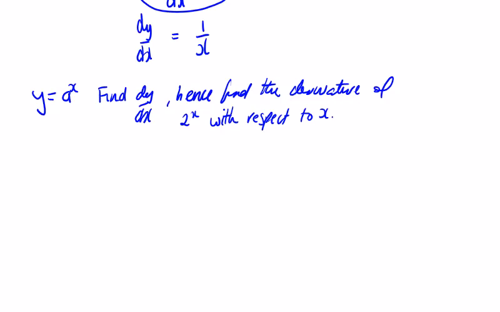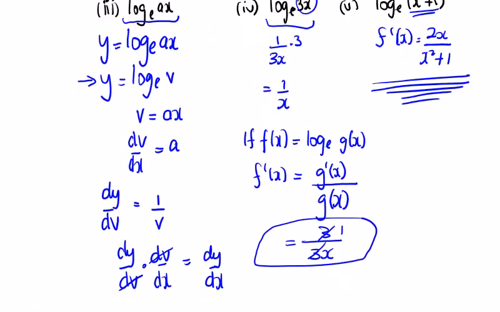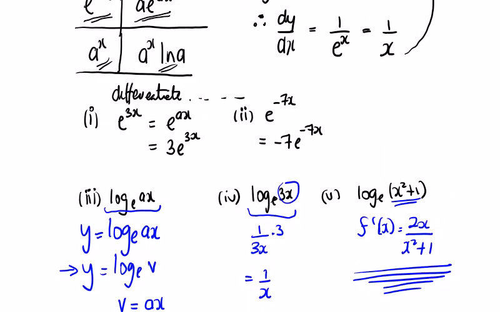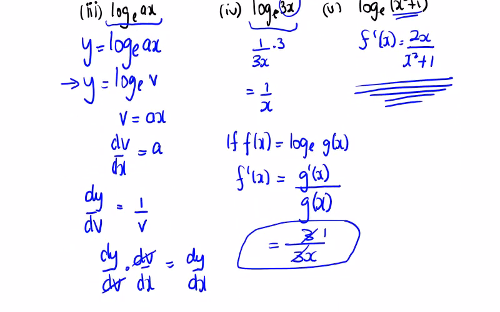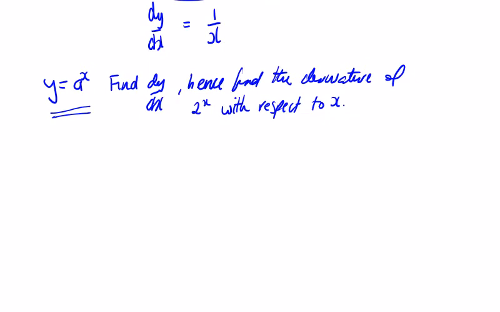In this example, we're told y is equal to a to the power of x. Find dy/dx. Now we know the answer to this from up above. a to the power of x goes to a to the power of x by the natural log of a. So the answer here is a to the power of x by the natural log of a, which is the same as a to the power of x by the log of a to the base e, these natural logs.